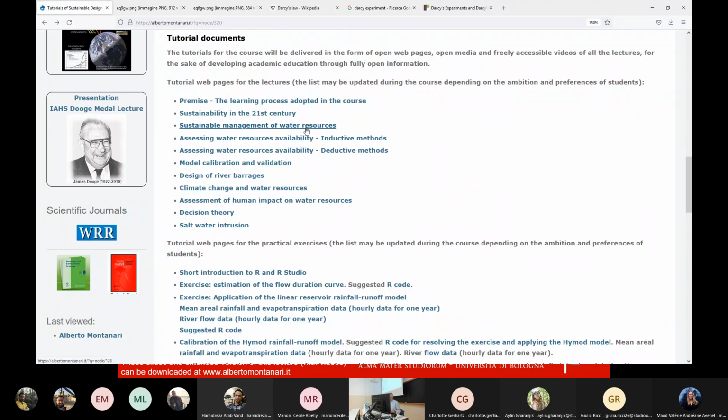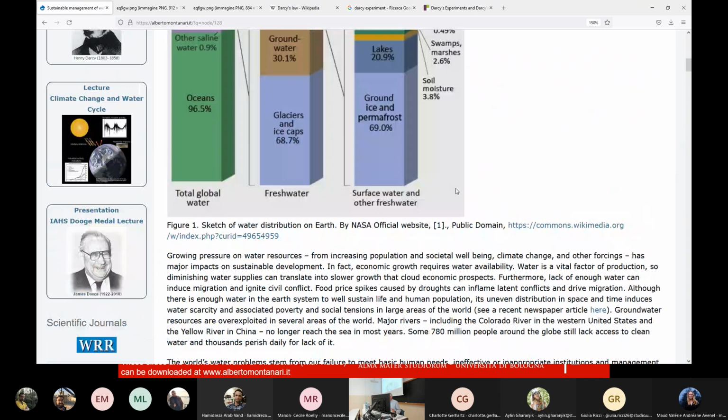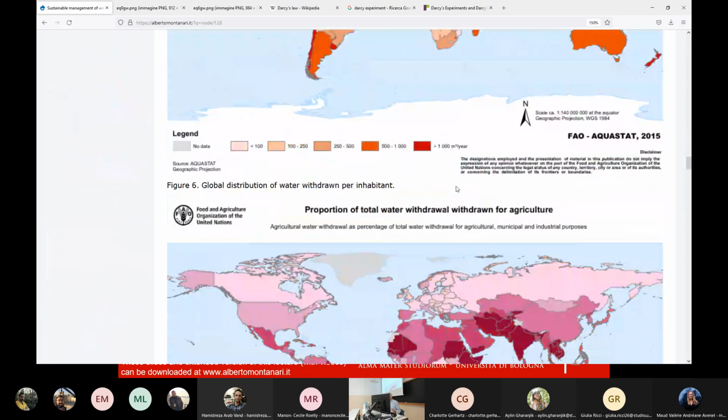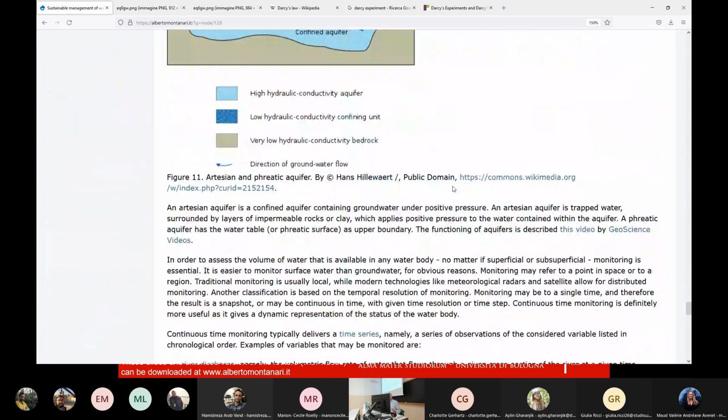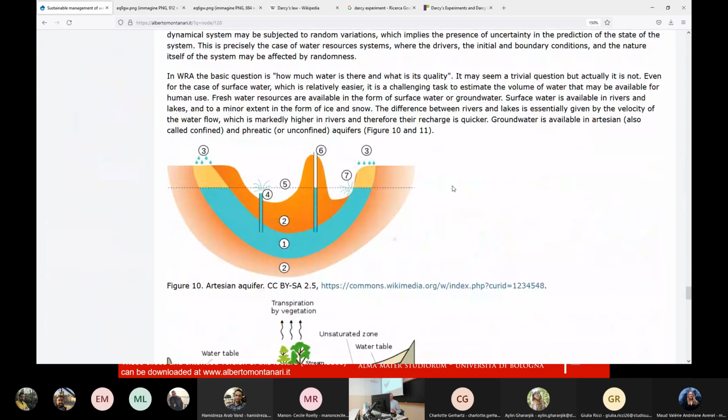So if you go to Sustainable Management of Water Resources, one of the previous lectures, at the bottom there is a description of how aquifers work, which is taken up again in the current lecture.